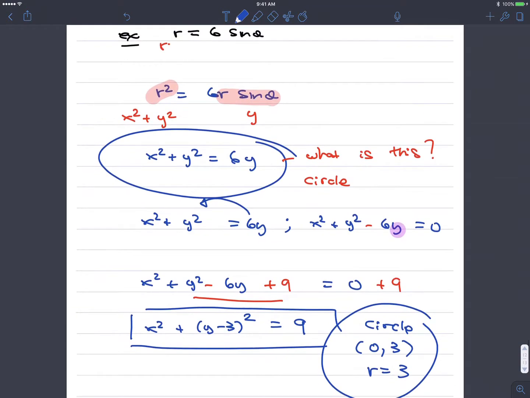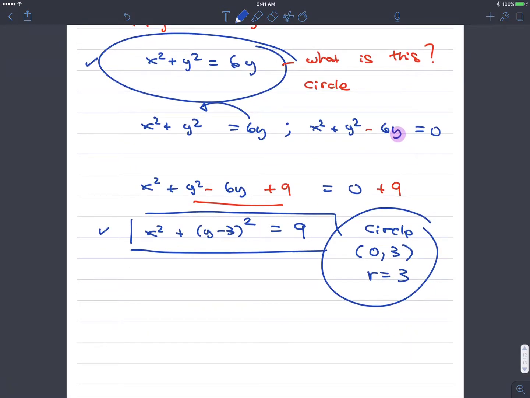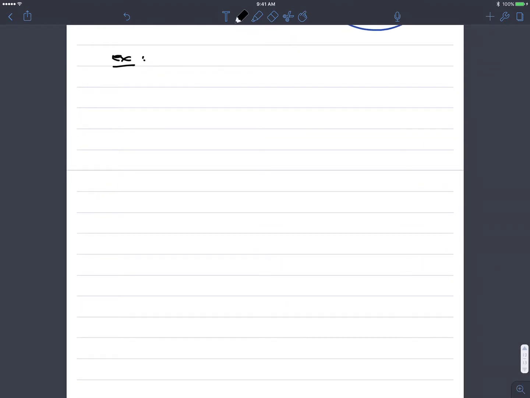So yes, we did convert. If you're just asked to convert, you're done there. But if you're going to have to graph, you're going to have to know what kind of circle that is. So this is converting from polar to rectangular, and it's always good for us to know how to do that and what we're looking at.